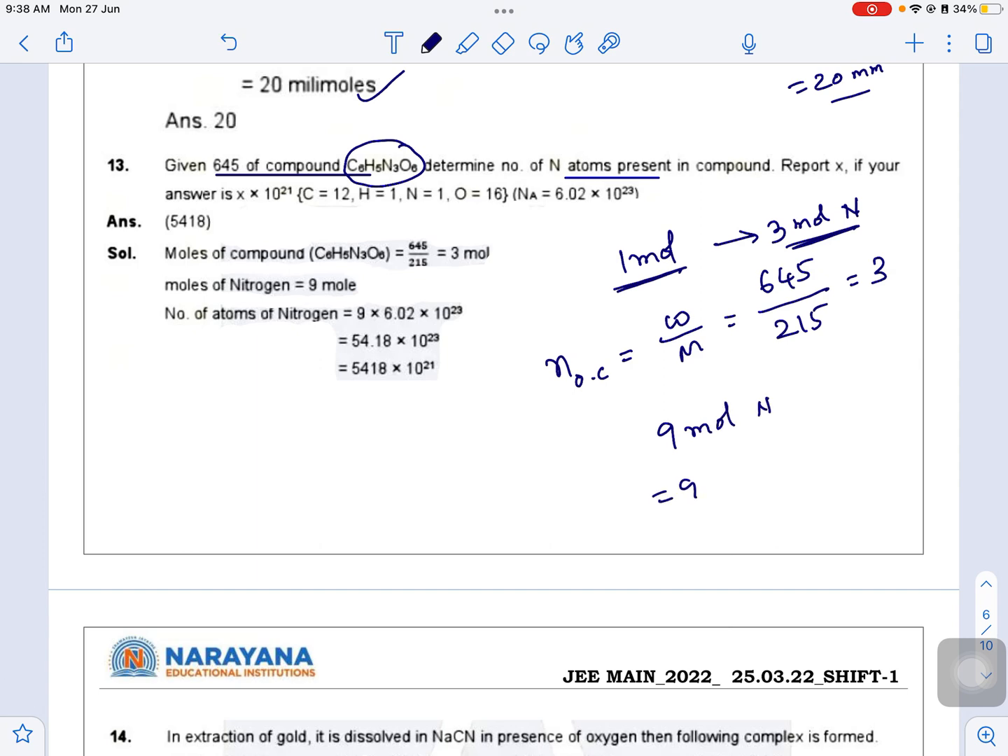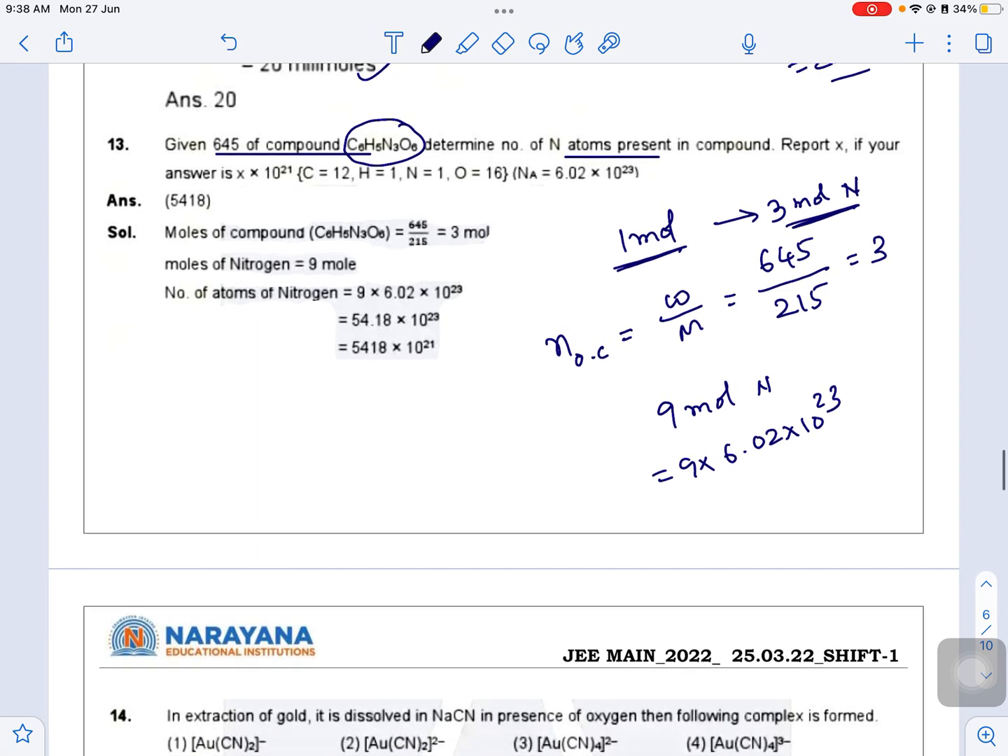9 moles of nitrogen means 9 into Avogadro number, 9 into 6.02 into 10 power 23. So that becomes 5418 into 10 power 21. I think they have asked x into 10 power 21. So what is the x value here? 5418.